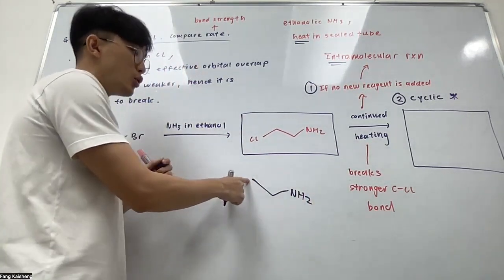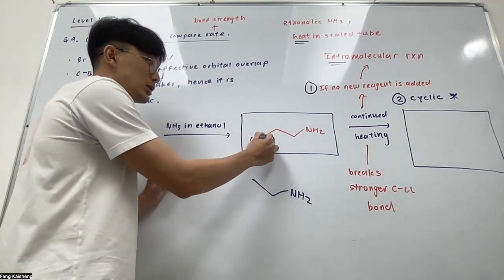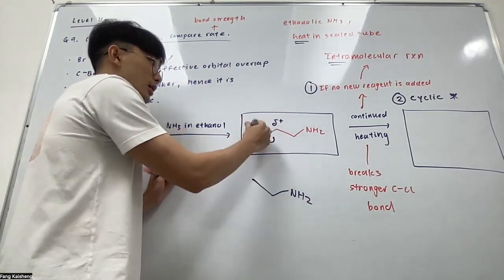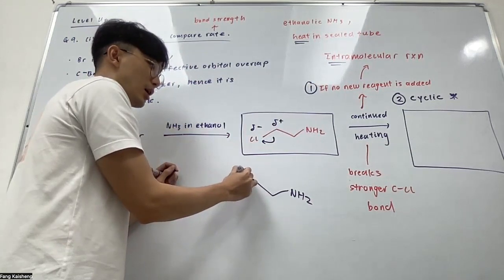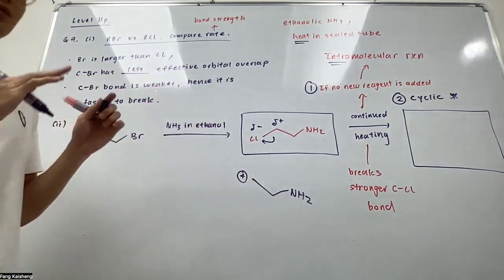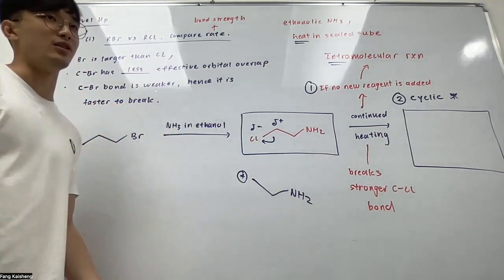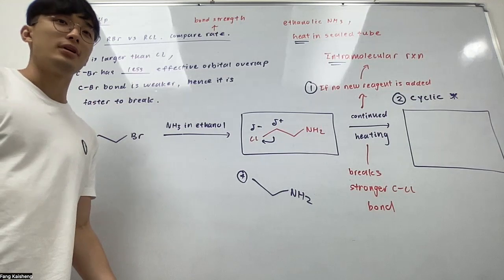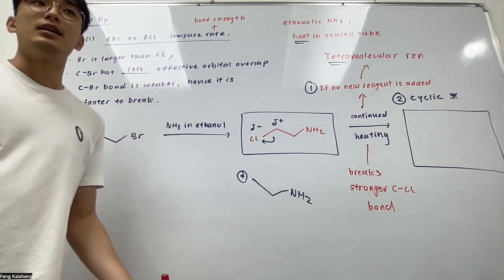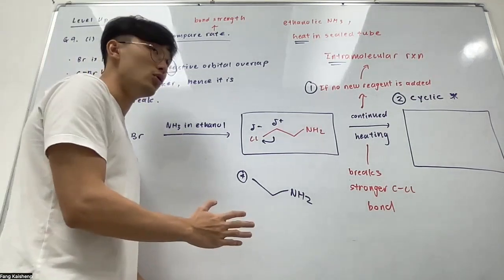Okay, wait, slowly. You break the C-Cl bond like this, right? And then the carbon here now has what charge? Plus. Okay, we do that first. How does it form a cycle? How does it react within itself? Guys, who attacks who?